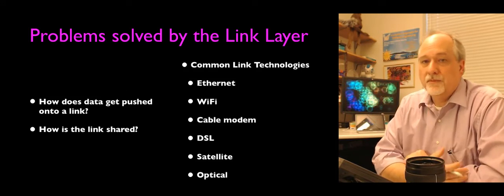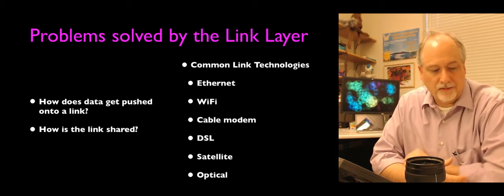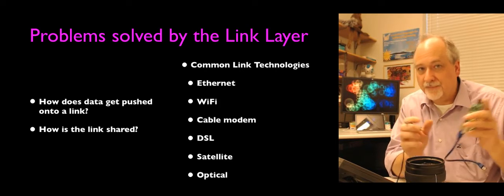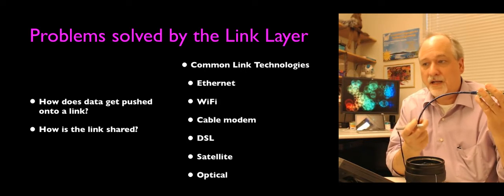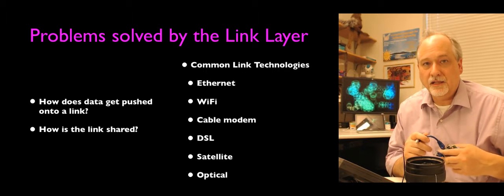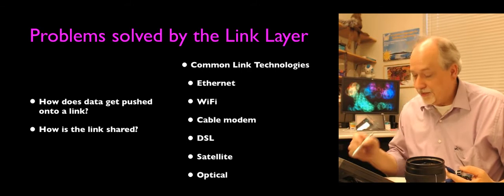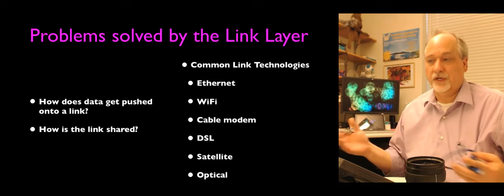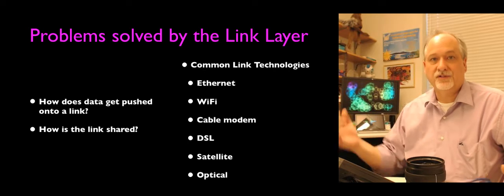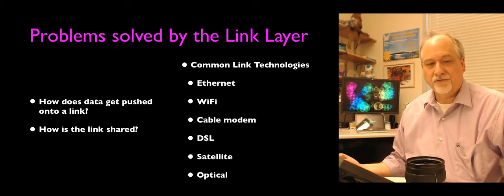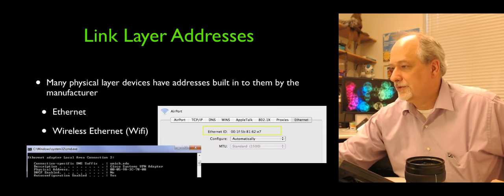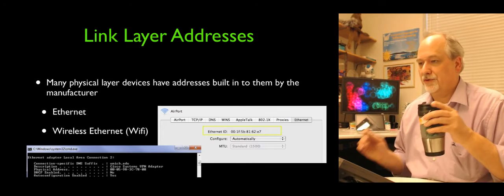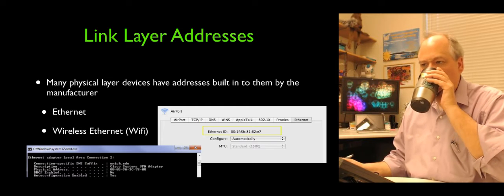So the link layer basically asks questions like, I've got some data inside the computer and I want to send it out. How do I encapsulate it? What if this is shared? How do I deal with that? And common link technologies that we see are like Ethernet or Wi-Fi or cable modem, DSL, satellite, or optical. Right? These are all link layers of one form or another. So if you're going back to this Ethernet link layer, which is one of our favorites because it's kind of ubiquitous, other than wireless, Ethernet is probably the most ubiquitous link layer.